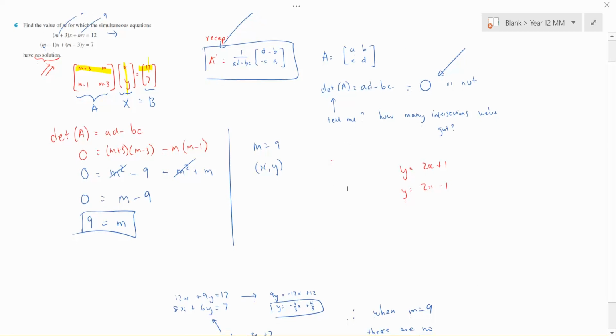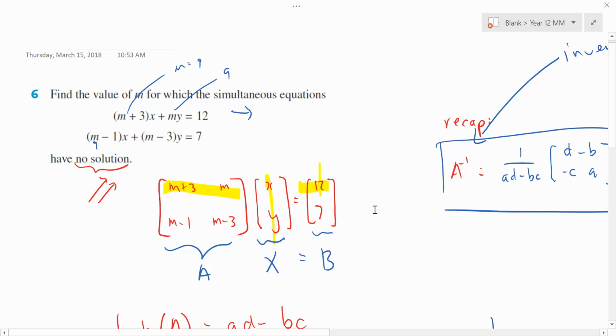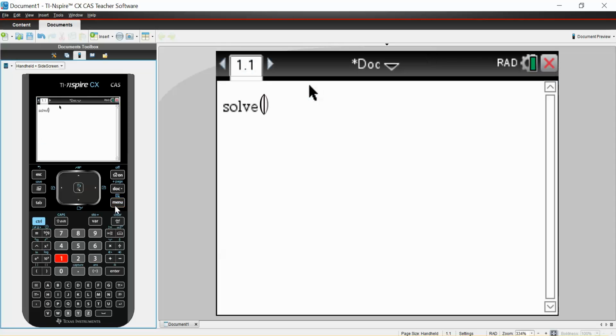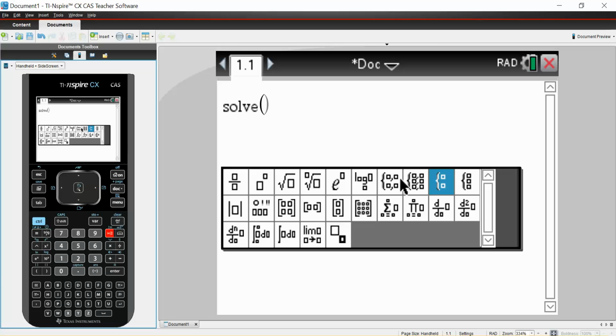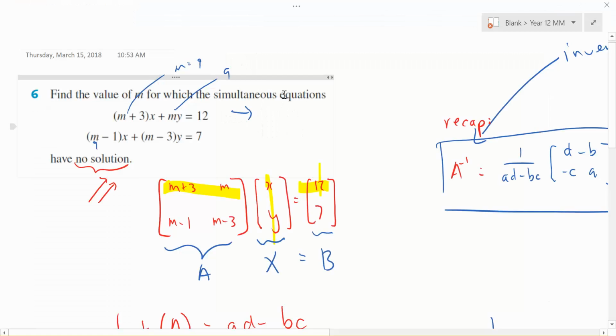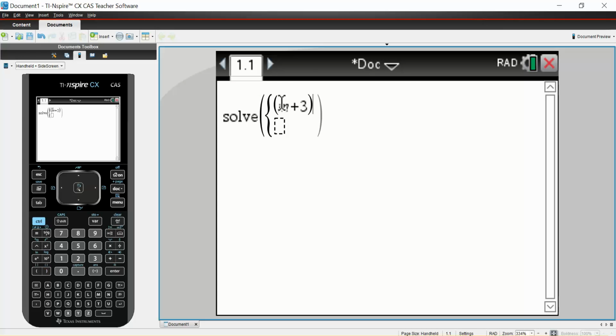My equation's up here. I'm going to go back to the equation. You've got m plus 3 times x. I'm going to type it here. I want you to solve, so menu 3, 1. You want to solve for 2 systems of equations. So you've got 2 of them. First one was m, what was it again? m plus 3 times x plus m times y equals 12.